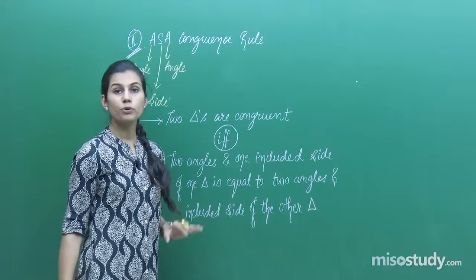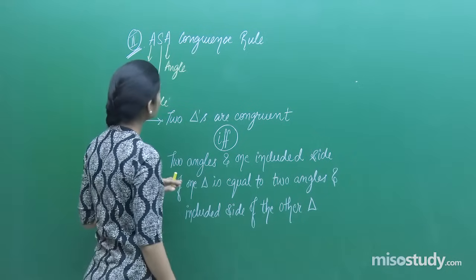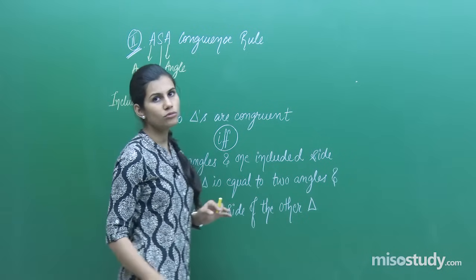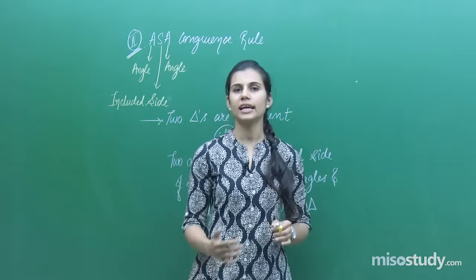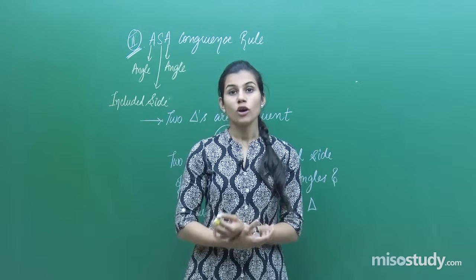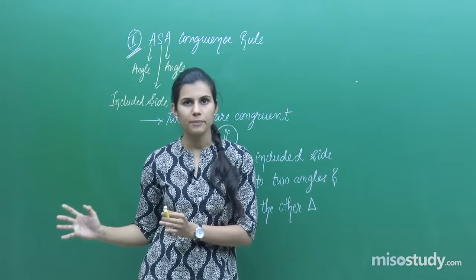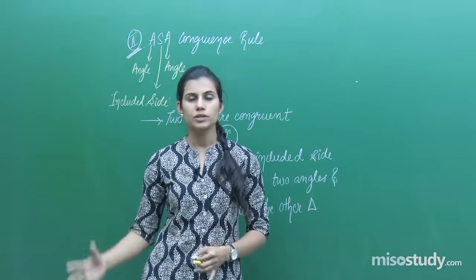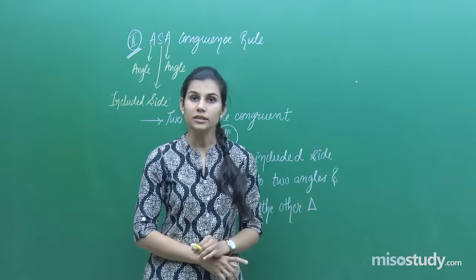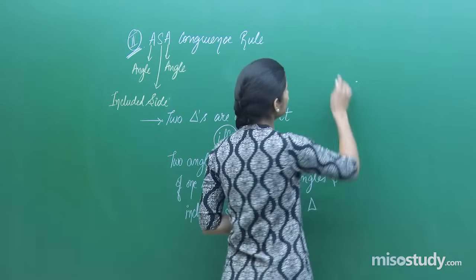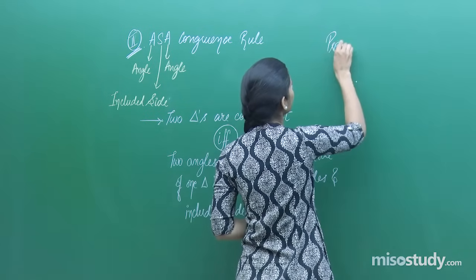Okay? I have to prove this now. The SAS congruence rule, there were no grounds for us to actually prove it in an analytical fashion, but now we have the SAS congruence rule established with us. Based upon that, using that, we will be proving the ASA congruence rule. So let's begin the proof.